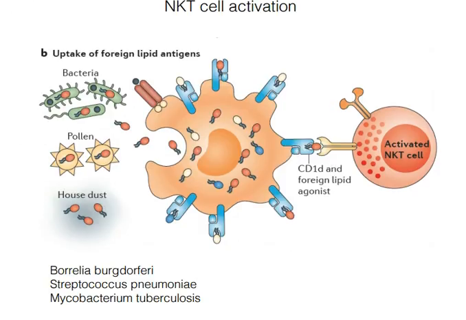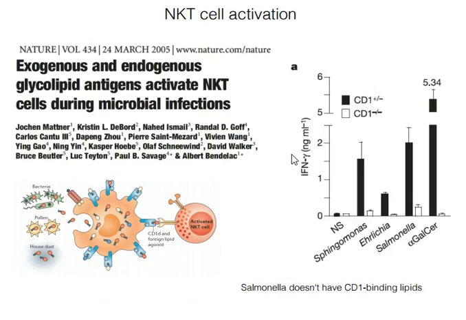And then the NKT cell will produce a lot of cytokines. And they measure NKT cell activation by the amount of interferon gamma produced. And as you can see, alpha-gal Cer cells produce a lot of interferon gamma. But they also saw activation with salmonella. But the thing is, salmonella doesn't have lipids. So as salmonella doesn't have CD1 binding lipids, they were wondering how this activation is happening. So how were the NKT cells being activated?